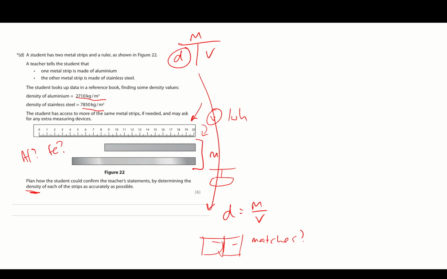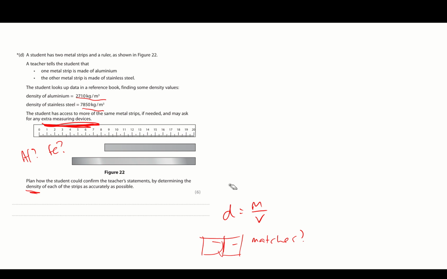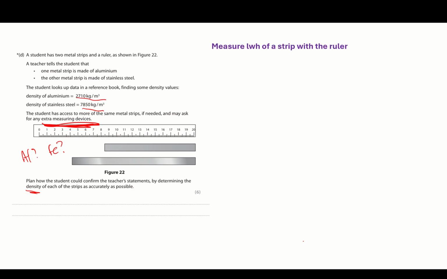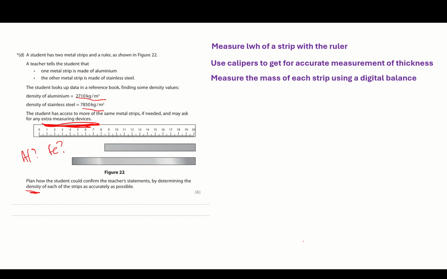But again, keep talking about what equipment you need, because it tells you there. Tell me about the measuring devices. What do you use to measure what? So I'm going to delete all of that, and then my model answer should come in on the PowerPoint animations. So first part then, measure the length, width and height of a strip with a ruler. If you wanted to, you could add in there, you could use calipers to get a more accurate measure of the thickness. Measure the mass of each strip using a digital balance.